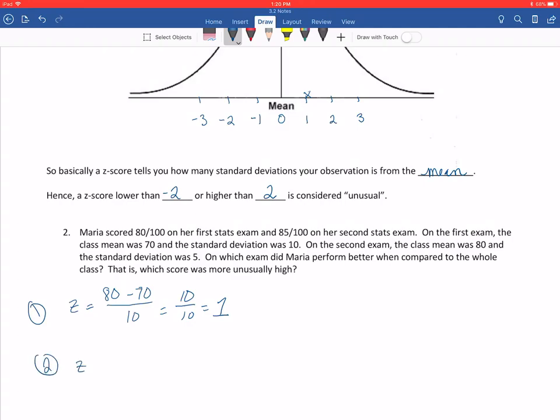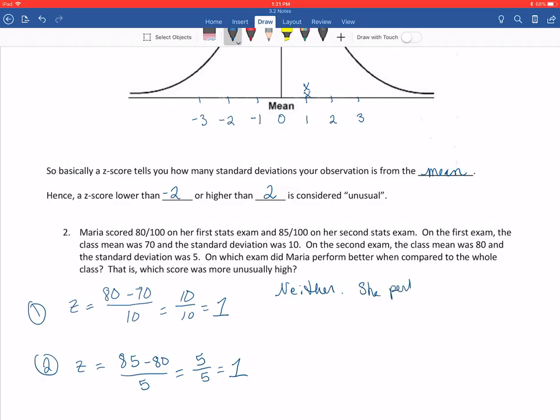So that was test 1. Let's do test 2. Test 2, the z-score would be, she got an 85. The average was 80. Standard deviation was 5. 5 over 5, or 1 again. So her second test landed right there as well. So neither of her tests was any farther away from the mean than the other one. So neither of them was more unusually high. They were exactly the same.